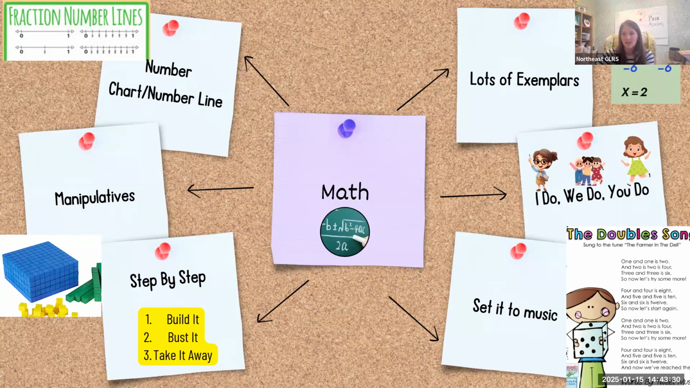They knew that song. So then they were able to take that song, build it, bust it, take it away, and attach meaning to each of those steps. And that helped those students become independent learners.